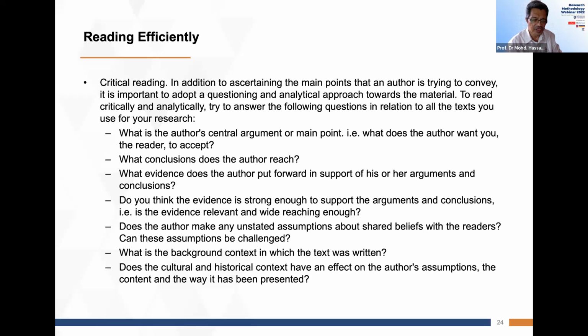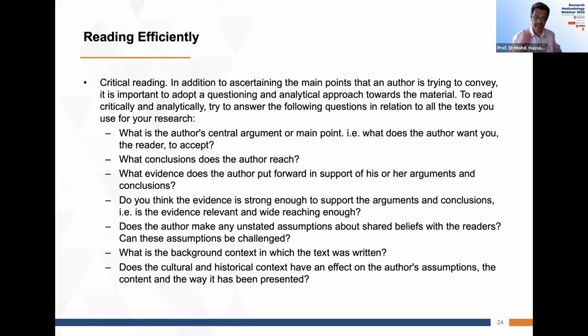What is the background context in which the text was written? So you got to understand the background context where the text was written. Perhaps the author was writing during the COVID period, right? So of course, the background may be different during post or pre-COVID. So you got to understand what context. Look at the context. Does the cultural and historical context have any effect on the author's assumption? Is he influenced by cultural and historical context? Whether the content or the way it had been presented is influenced by cultural or historical context.